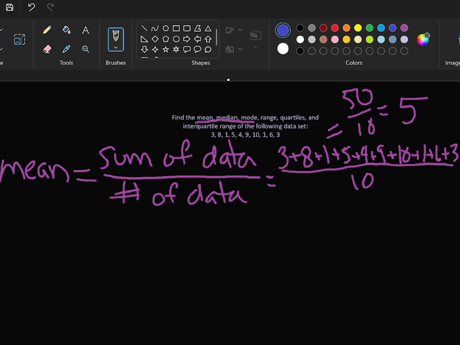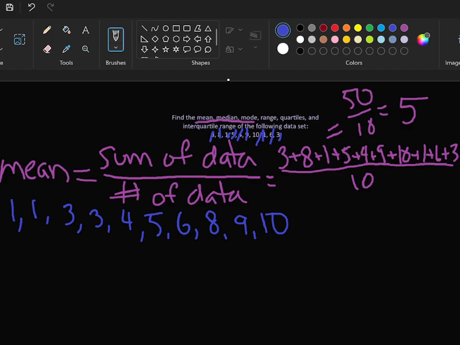So to do this, we'll just start from the beginning. We've got 1 is our smallest number. I'm going to cross off each of our numbers as we go to make sure I didn't miss anything. So 1, 1. 3 is the next smallest, then another 3. 4, 5, 6, 8, 9, 10. Okay. So now our data is in order of least to greatest.